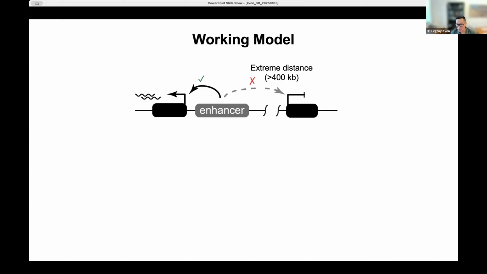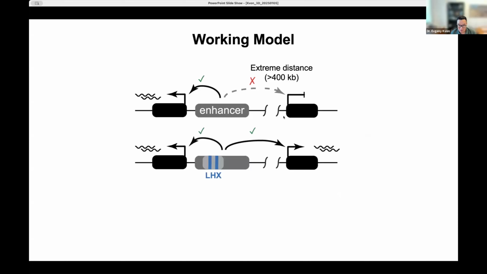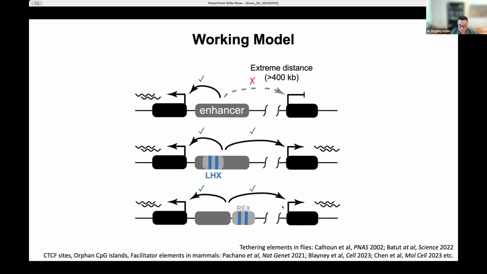And this is our current working model. If you're a regular enhancer, you can work over short range, but you won't work over 400 kb. If you're an enhancer that has LHX motifs, it gives you an ability to work over short range and long range. And there is a special case when the Rex element containing these LHX motifs is located spatially separate from the enhancer, in which case it gives the enhancer the ability to act over long range. So I think there are several implications of this finding.